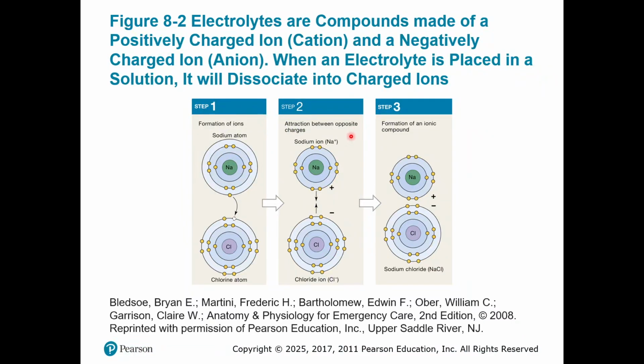So again, electrolytes are compounds made of a positively charged ion, a cation, and a negatively charged ion known as an anion. When an electrolyte is placed in a solution, just like I drew out a second ago, it will dissolve into charged ions. And they do this because the electrons kind of move back and forth. And that's how that works.